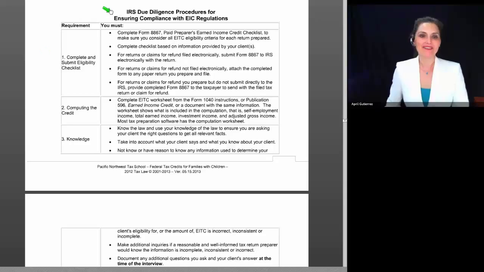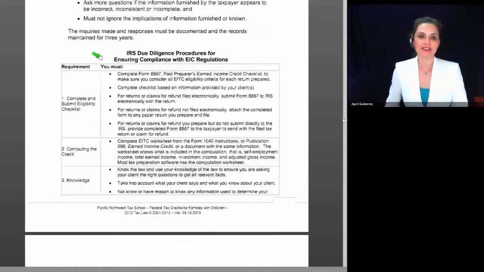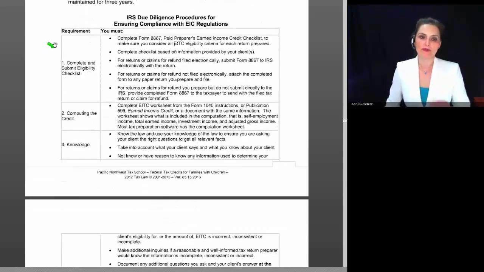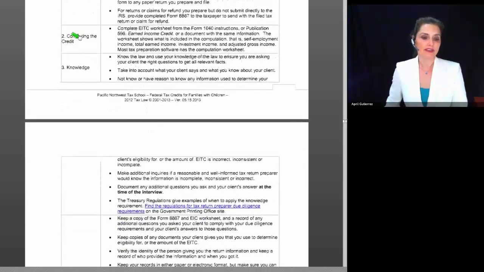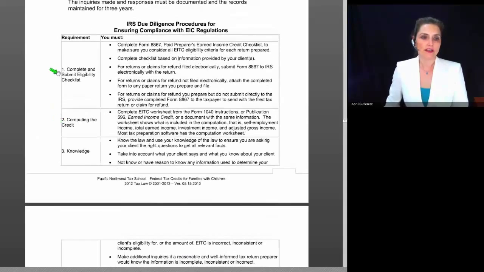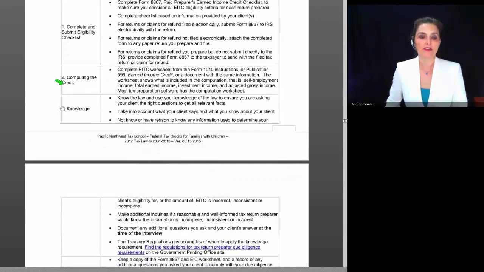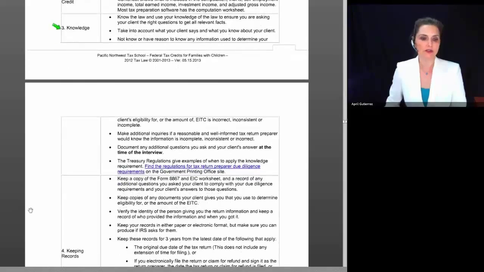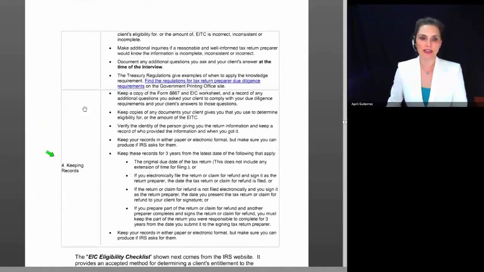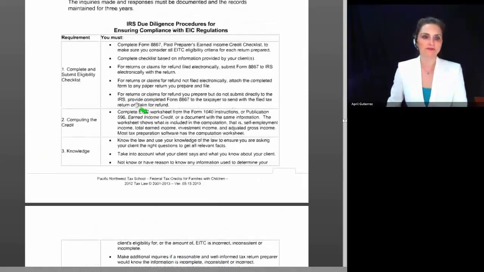All right, so IRS due diligence procedures. The IRS has created this list, and it seems to grow over time. Yesterday, I went and inserted into the manual the latest version that I could find on the IRS's site of due diligence procedures, and it has a lot more bullet points than it did just a couple of years ago. They divide it into four distinct categories, which they call complete and submit the eligibility checklist, then a category for computing the credit, then a knowledge category, and then a record-keeping category. So we'll take each of these in turn.